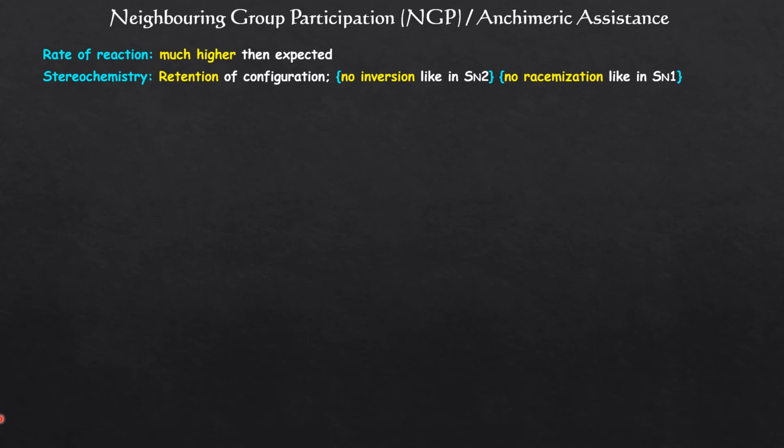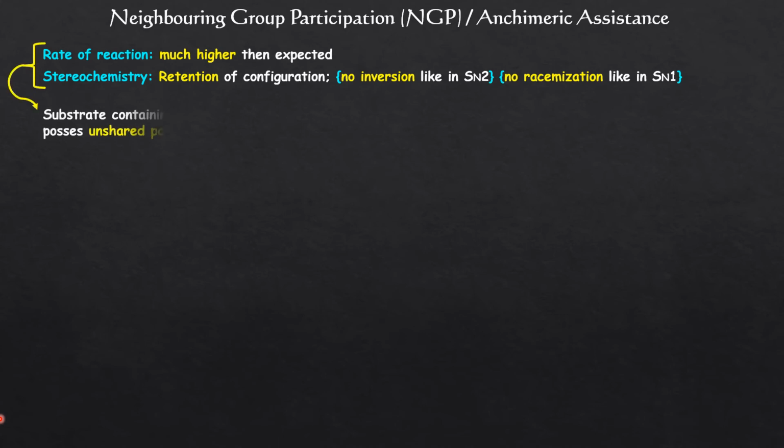So the next topic is neighboring group participation, which is also known as anchimeric assistance. Neighboring group participation explains a very unique mechanism of nucleophilic substitution. During nucleophilic substitution of certain substrates, it has been observed that the rate of the reaction is greater than expected, and if the reaction center is chiral, then the configuration is retained. It is not inverted like in SN2, or racemized like in SN1.